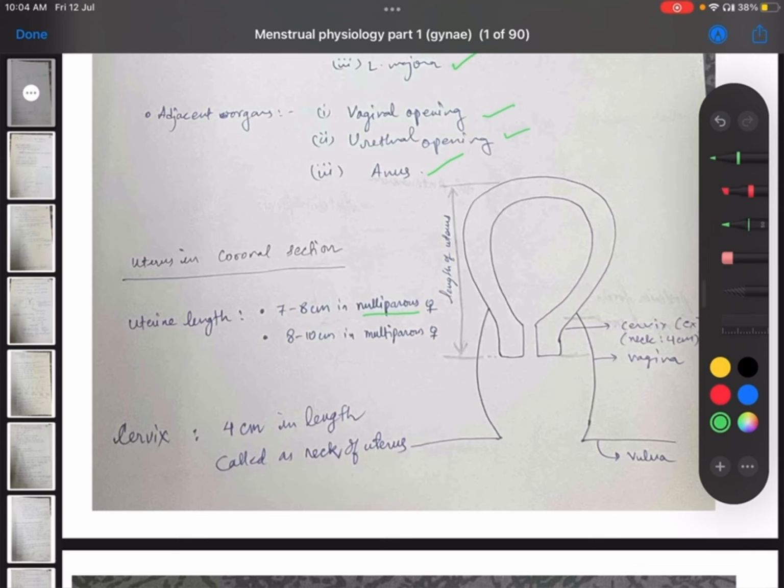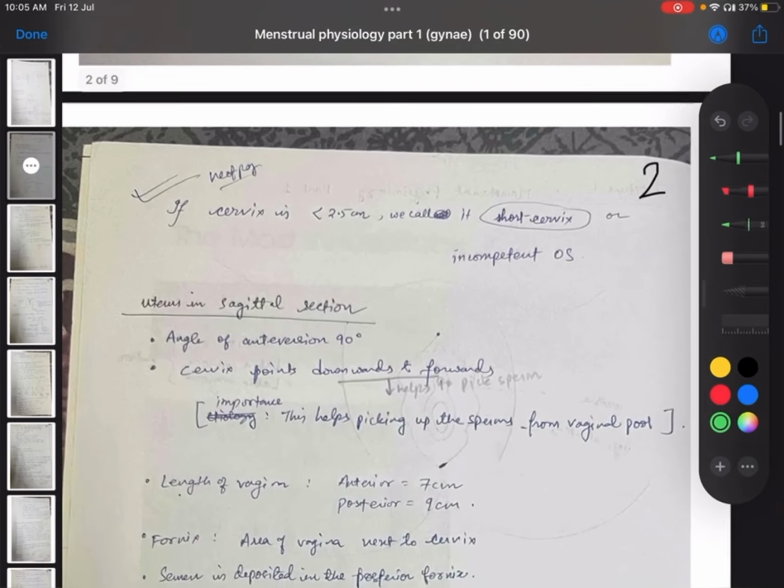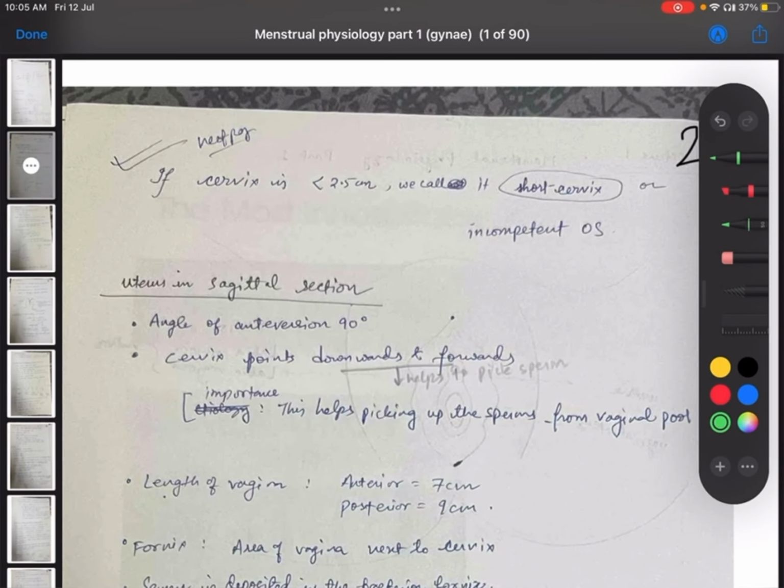So this is the length of the uterus, which includes the body of the uterus and the neck of the uterus, the cervix, the whole thing. Now what is the cervix? You can see the part of the cervix. This part is the cervix. It is 4 centimeter in length and is called the neck of the uterus. If the cervix is less than 2.5 centimeter, we call it short cervix or incompetent os. This is very important from the NEET point of view.